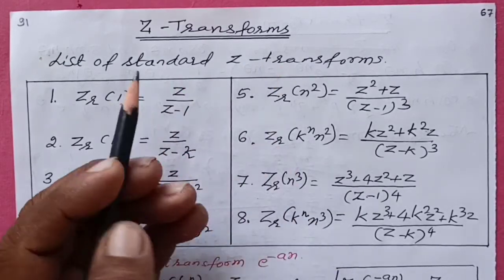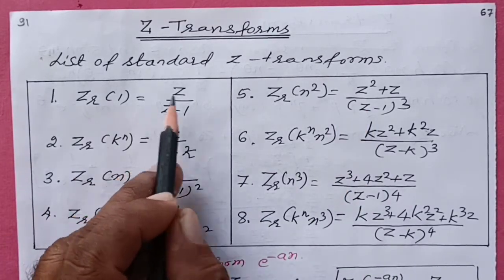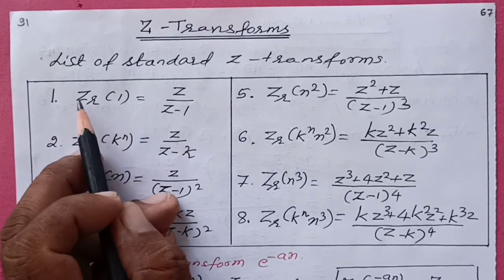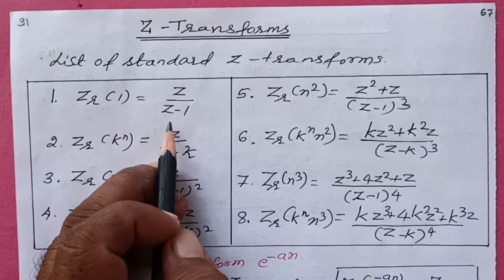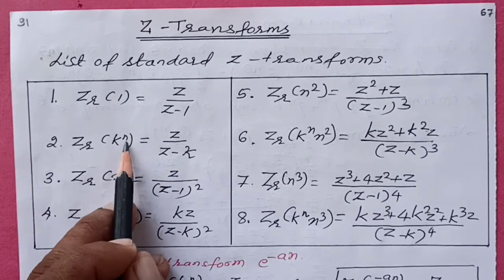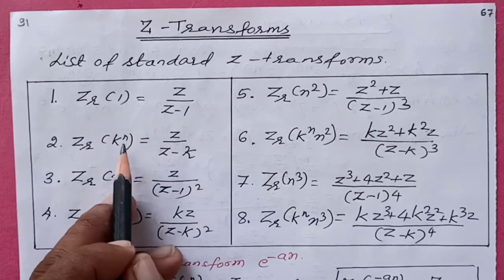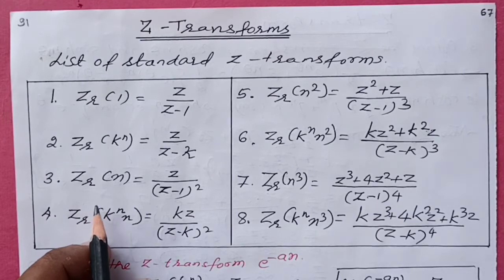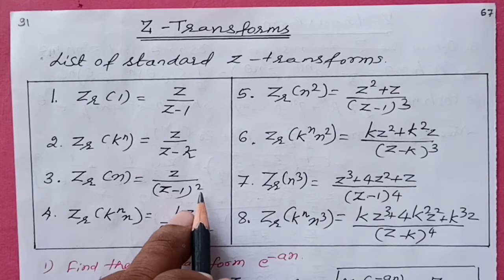Here are some applications of the Z transform. The Z transform of 1 is always Z upon Z minus 1. So Z of 1 is equal to Z upon Z minus 1. And second, the Z transform of K raised to n, where K is a constant, is equal to Z upon Z minus K. Here 1, here K. Next, third property, the Z transform of n is equal to Z upon Z minus 1 the whole square.